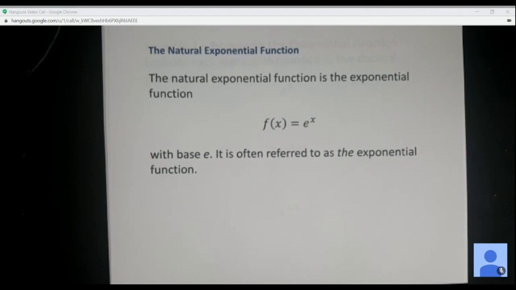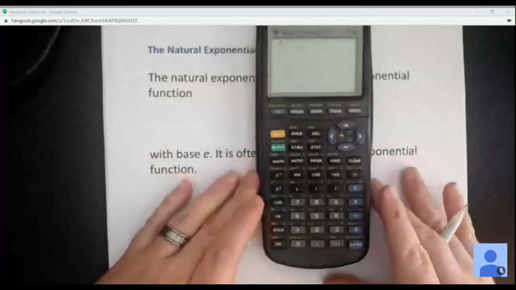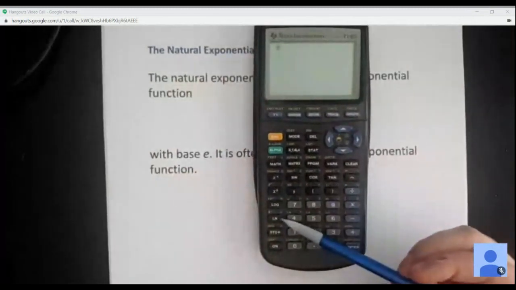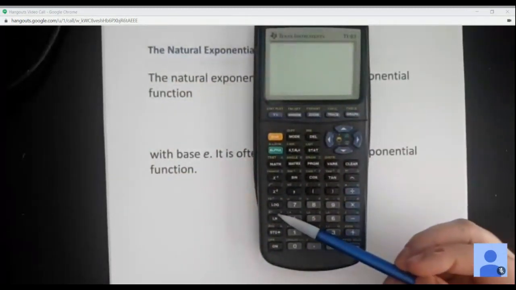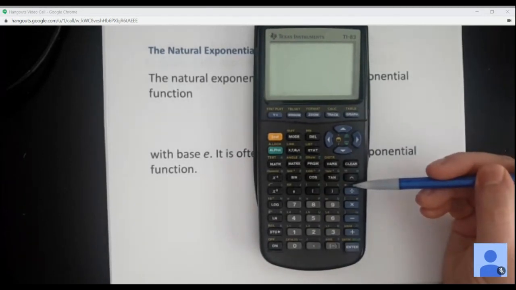On my calculator, the TI-83, I'll put my calculator up here so you can see it. Mine's right above the natural log key, over here on the left, and it's kind of hard to see because it's so tiny, but there's a little e to the x up here. There's also an e above my division key. Either one of those will give me the same value.